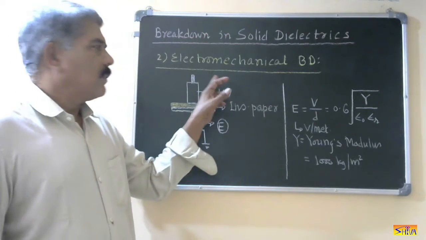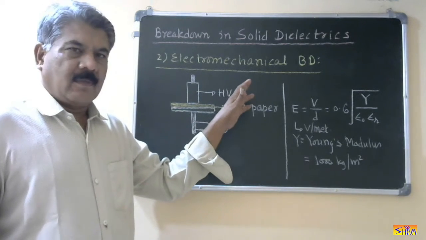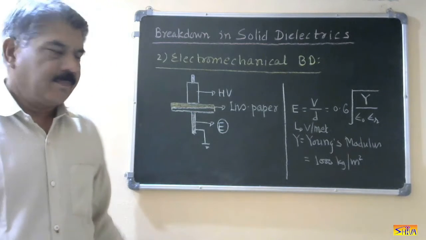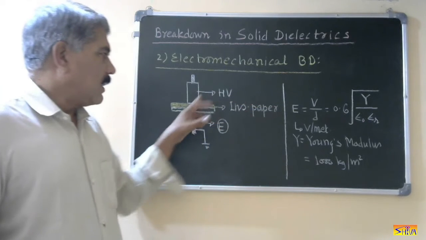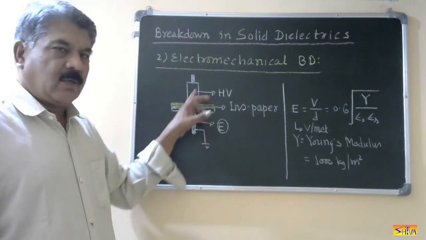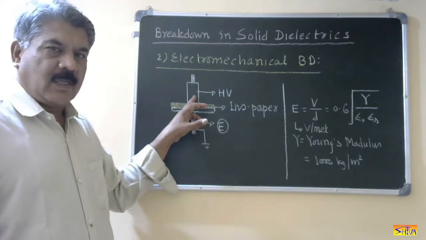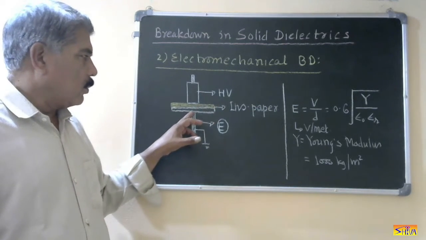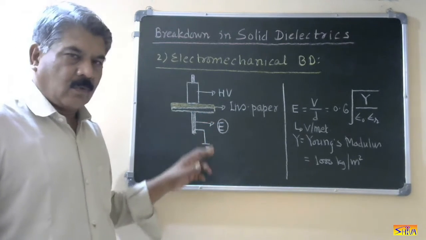Second is electromechanical breakdown. Now this is due to the applied electric field, but it is mechanical in nature. Therefore, the name is electromechanical breakdown. Let us consider this insulation paper. It is subjected to a dielectric test. We are using a cylindrical electrode and we apply high voltage here. The lower electrode is circular in shape and it is connected to the ground.